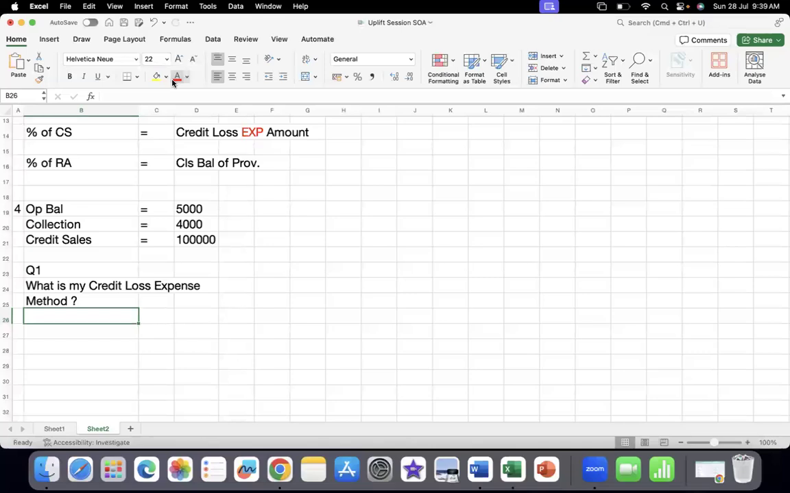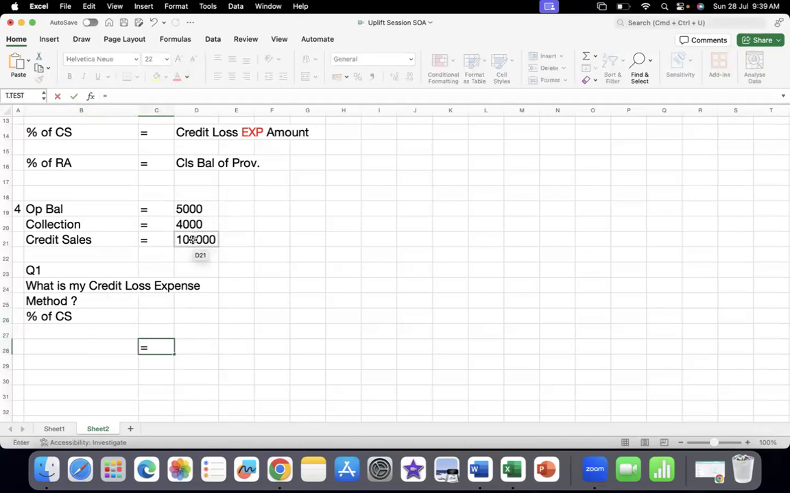So let's assume that it is percentage of credit sales. Then what is my credit loss expense figure? The credit loss expense figure would be the credit sales multiplied by the percentage of credit sales which the company wants to assume as its provision. When it says that it is using the percentage of credit sales, it will always give you a percentage as well. So the percentage of credit sales would be, say, 5%.